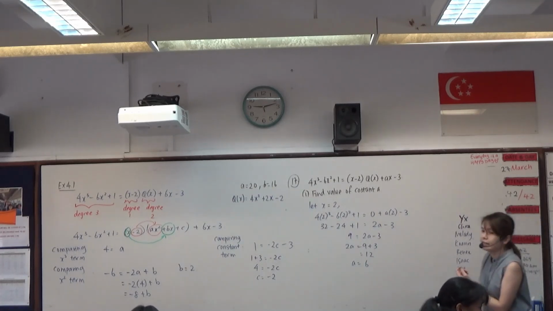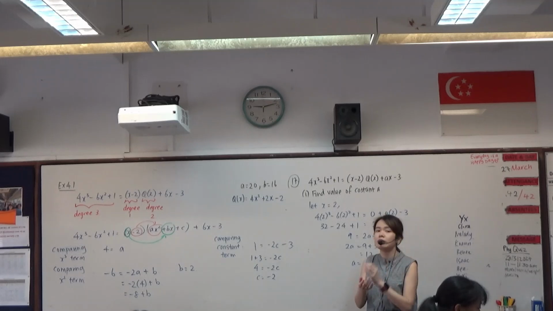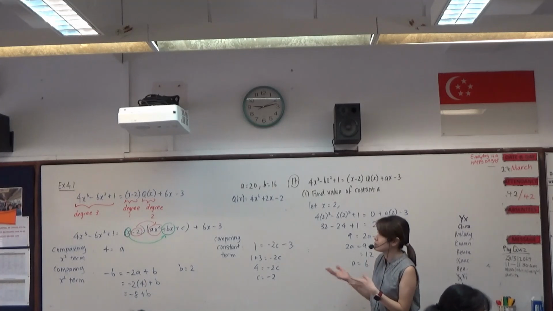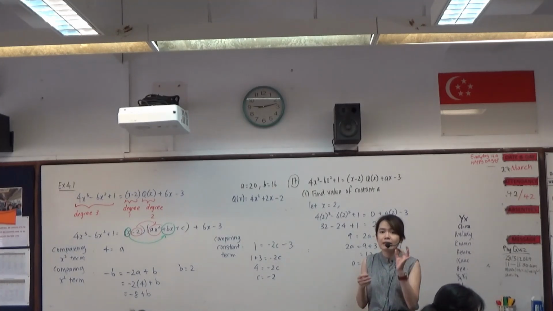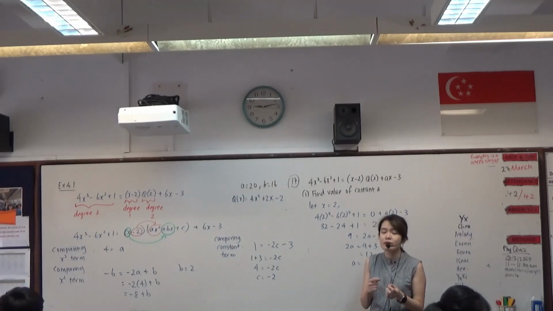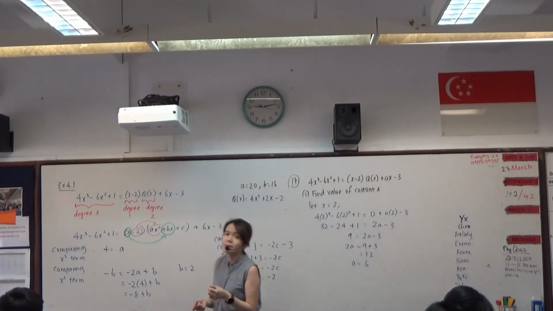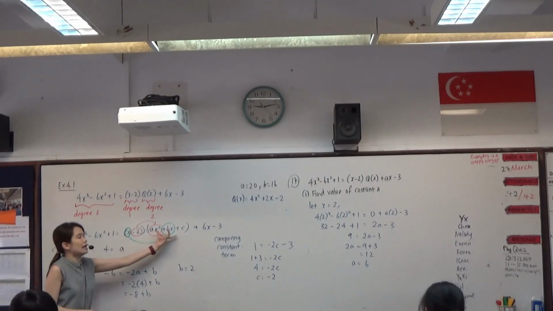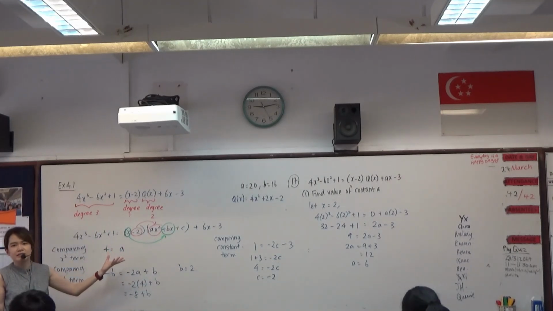Okay, I think someone asked a good question. When do we know when to sub in and when do we know when to compare? Actually either method will work. You can do it by substituting suitable values also. But the problem about substituting suitable values is that sometimes you get more than one unknown. Because if you decide to sub in x equals 2, for example, then all your unknowns a, b, c are gone already. They disappear, right?